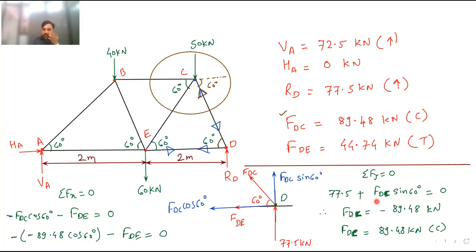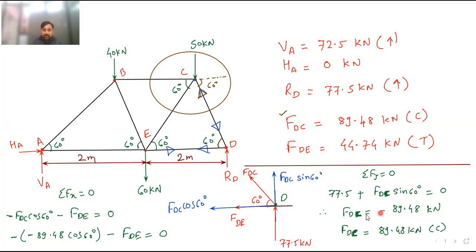Then I have got this equation: 77.5 positive plus FDC sin 60, also positive, equal to 0. When I reshuffle the terms, I get FDC equal to minus 89.48 kilonewton. What does this minus sign tell me? It tells me that FDC, which you assumed tensile, is not tensile but compressive. That is the meaning of the minus sign.